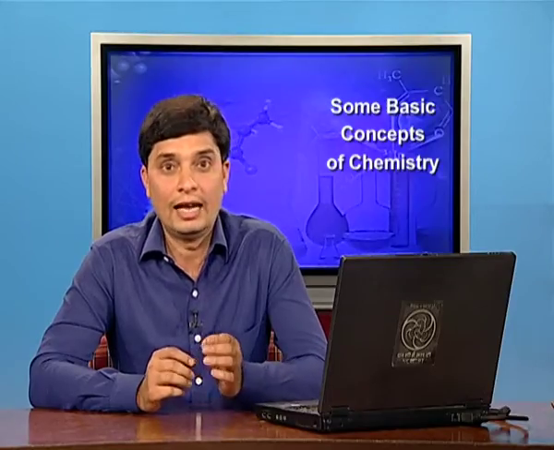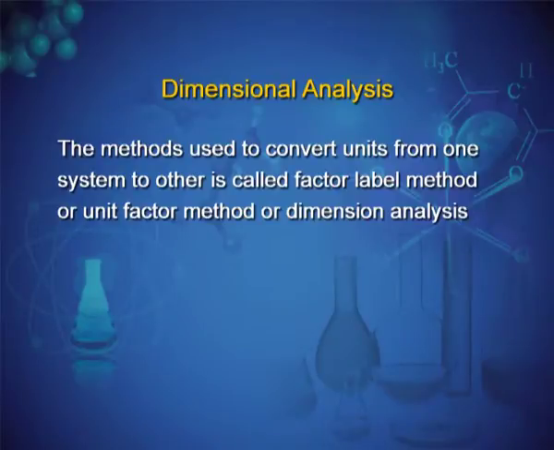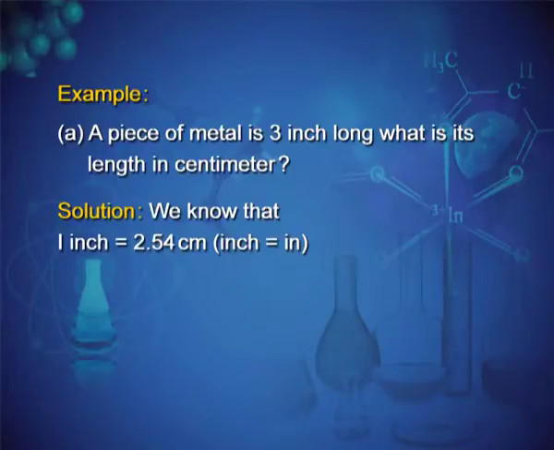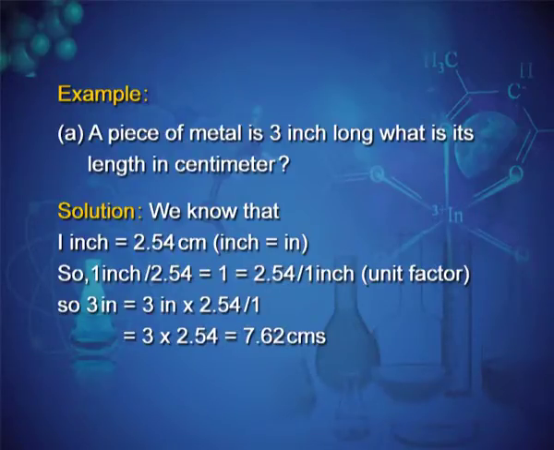Now the next topic is dimensional analysis. The method used to convert units from one system to another is called the factor label method, unit factor method, or dimensional analysis. Example, a piece of metal is 3 inch long. What is its length in centimeter? We know that 1 inch is equal to 2.54 centimeter. So the conversion will be 3 into 2.54 is equal to 7.62.